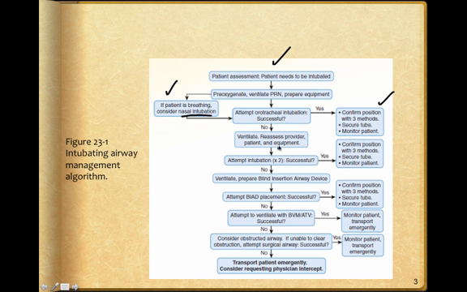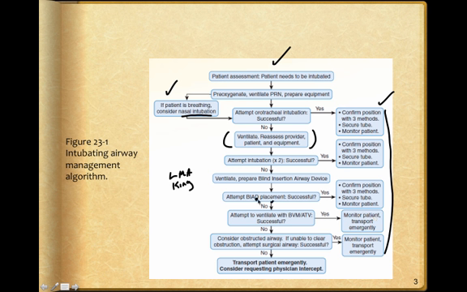If it wasn't, ventilate, reassess, reassess provider, patient, and equipment, and we'll talk about that here in a second. After attempt 2, successful? No. Ventilate, prepare a blind insertion airway device, and this would be like an LMA or a King airway. We'll talk about those as well. Attempt the blind insertion airway device placement. Was it successful? Yes or no? And then very simply, most of these over here are, if it was yes, then confirm the position of the airway, secure it, and monitor the patient.